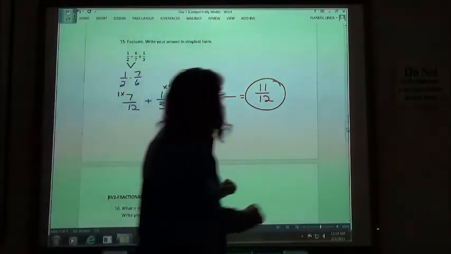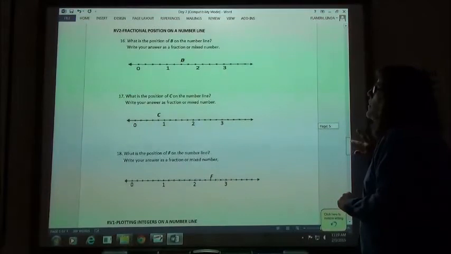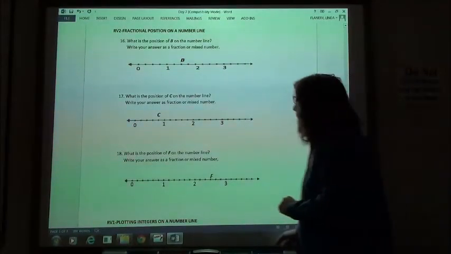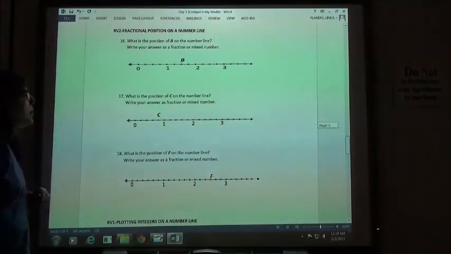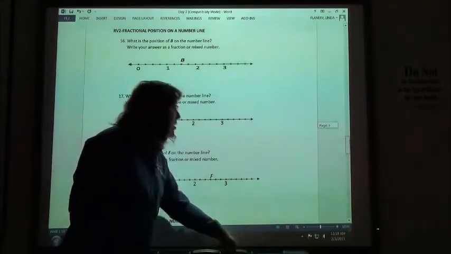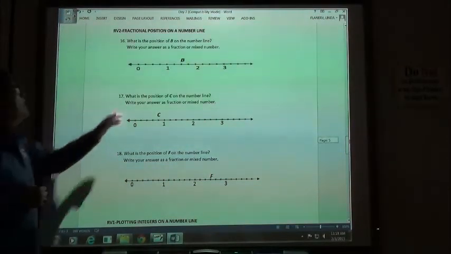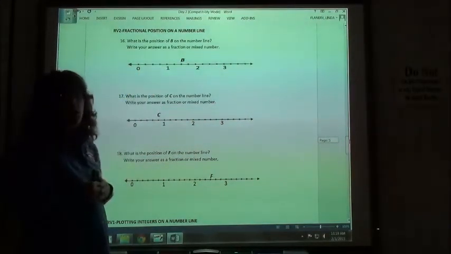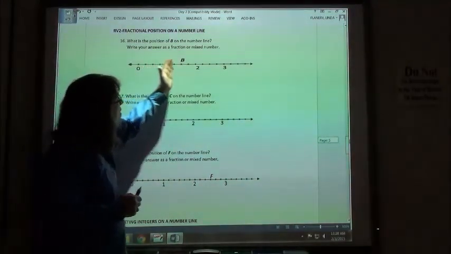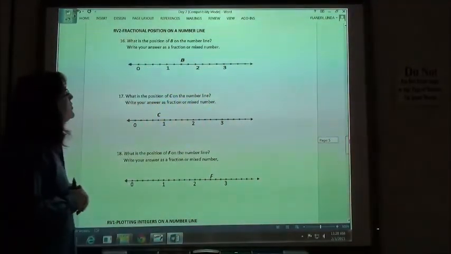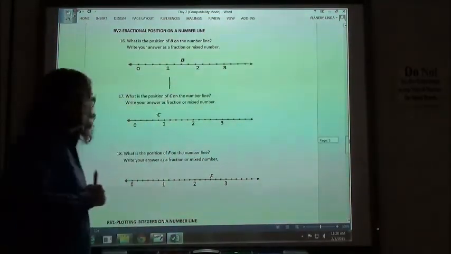That's the end of those ones, at least, with our order of operations. We are now going to do some things with the number line. In this case, we are doing the fractional position of a number on a number line. So the first thing you want to do is figure out where is B. If B is between the 0 and the 1, it's just going to be a regular fraction. If B is past the numbers, I'm going to have a mixed number. So in this case, B is past the number 1. It's going to be 1 and something.